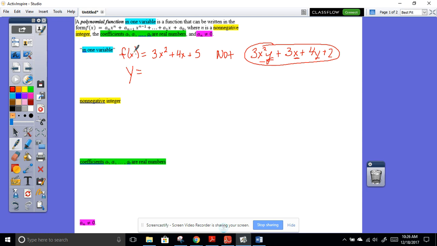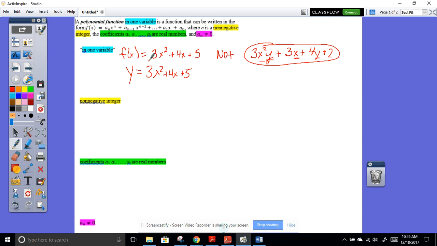Even if they write it, instead of writing it f of x equals 3x squared plus 4x plus 5, this is still considered just one variable, even though we've set it equal to y. Because we're not doing anything to y, y is simply being calculated by plugging in values for x. So since nothing's being done to it, y is not considered a variable in the function. Okay, so all they're doing right here is telling us that a polynomial function is only going to have one variable, and it most often is the x variable.